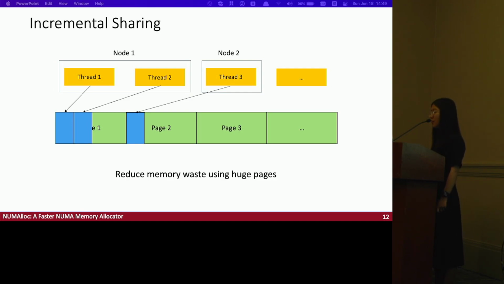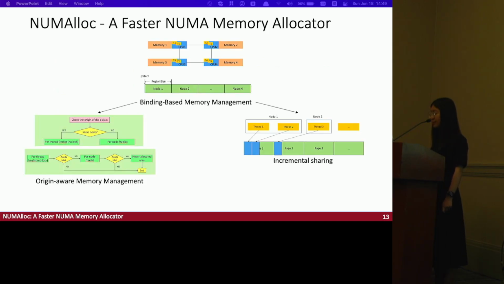Therefore, our approach offers the best of both worlds by leveraging the performance benefits of huge pages without compromising memory consumption. In summary, we propose NUMAlloc, which is based on binding. On top of it, we further introduce origin-aware memory management and incremental sharing. NUMAlloc also has other novel designs to improve the performance. Please refer to our paper for more details.